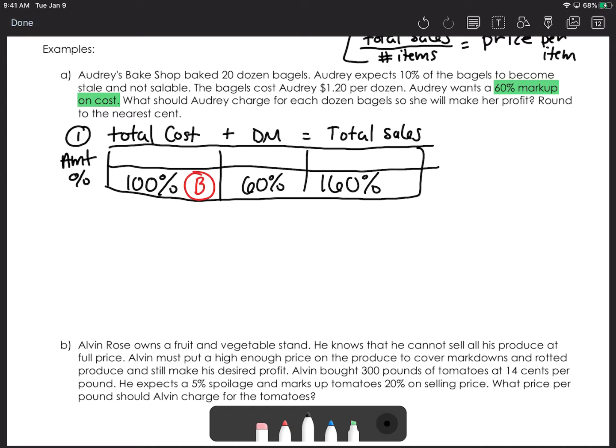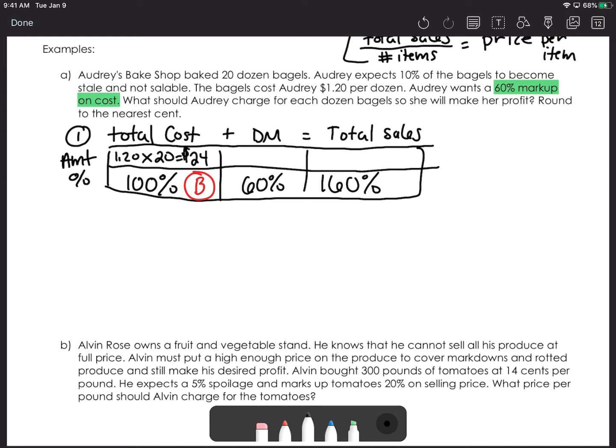Now it says here she has 20 dozen bagels, and it costs her $1.20 per dozen to make them. So the eggs, the flour, all those ingredients that she needs to make those bagels, cost her $1.20 per dozen. So to figure out what the total cost is, it tells us what the cost is per dozen, but we need to figure out the total cost to figure out the total sales. So I'm going to take $1.20 for each dozen, so that's 20 dozen, and so the total cost is going to be $24. So it's going to cost her $24 to make the 20 dozen bagels.